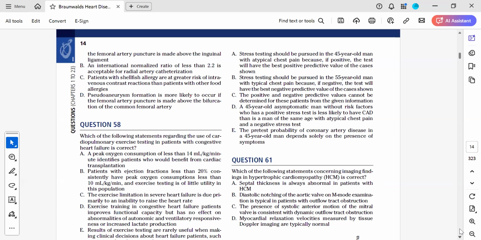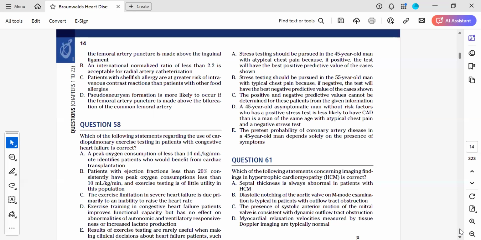Then for patients on warfarin, the international normalized ratio should generally be less than 1.8 at the time of procedure to minimize bleeding when the femoral artery approach is used. However, if the radial artery is the access site to be used for the procedure, you advise that the INR for that patient should be less than 2.2.